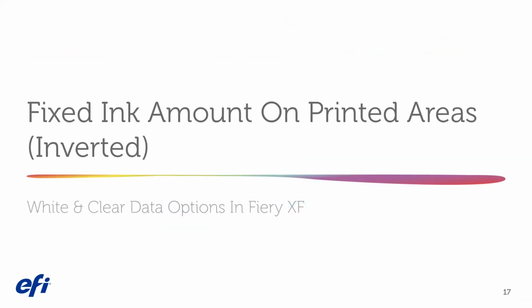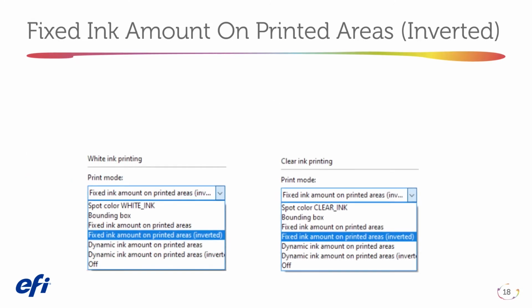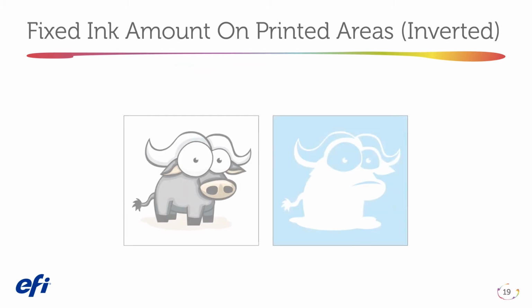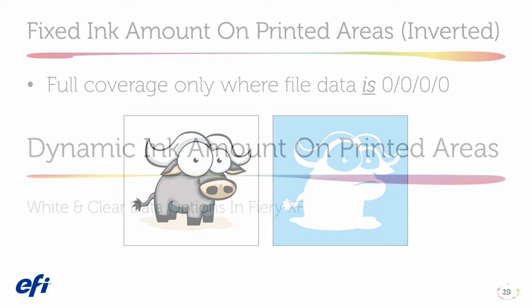Fixed ink amount on printed areas inverted. A white or clear ink dot with a single selectable white or clear ink coverage is created for the pixel information equal to CMYK 0000 or media white. You can see here full coverage only where the file data is 0000 CMYK.